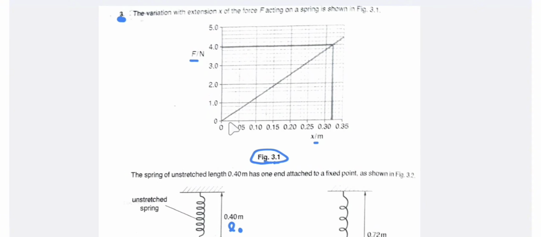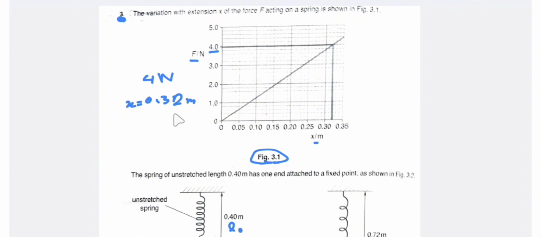So we need to get our extension in order to calculate the value of force. The extension is 0.32, and for 0.32 extension the force is 4 Newton. So the force that we get is 4 Newton for an extension of 0.32 meter. This is x, that is the extension, final length minus initial length.